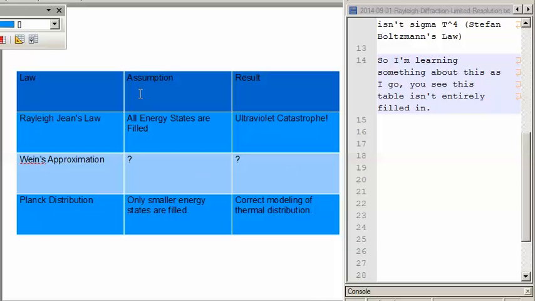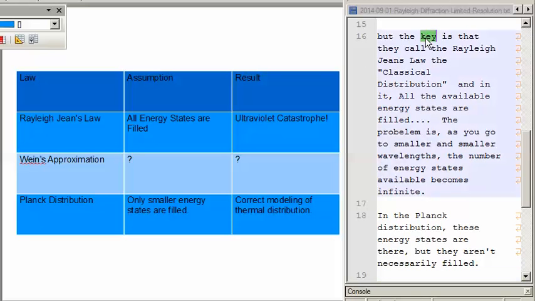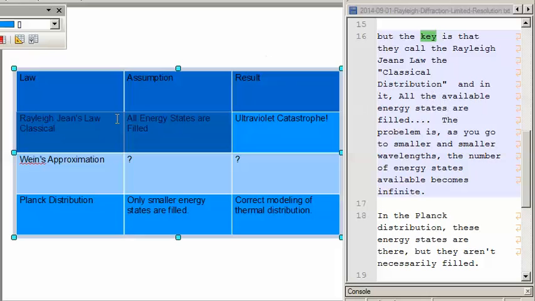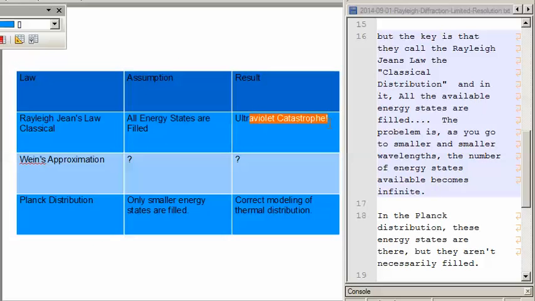You see this table isn't entirely filled in, but the key is that they called Rayleigh-Jeans law the classical distribution, and in it all the available energy states are filled. The problem is, as you go to smaller and smaller wavelengths, the number of energy states that are available becomes infinite, and you get what's called the ultraviolet catastrophe. But in the Planck distribution, these energy states are there, but they aren't necessarily filled.